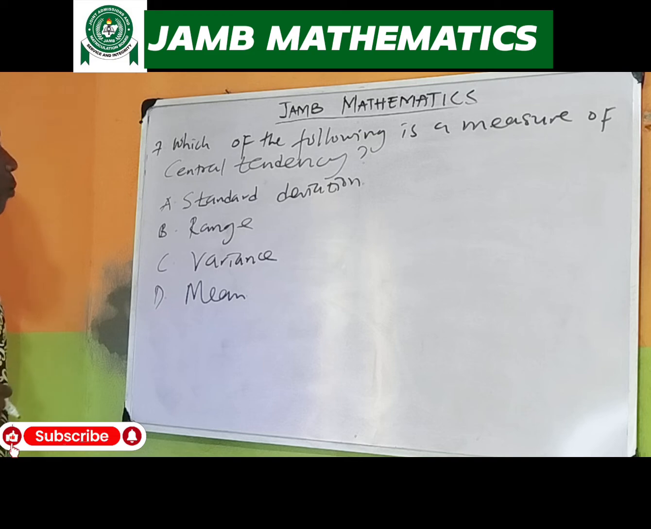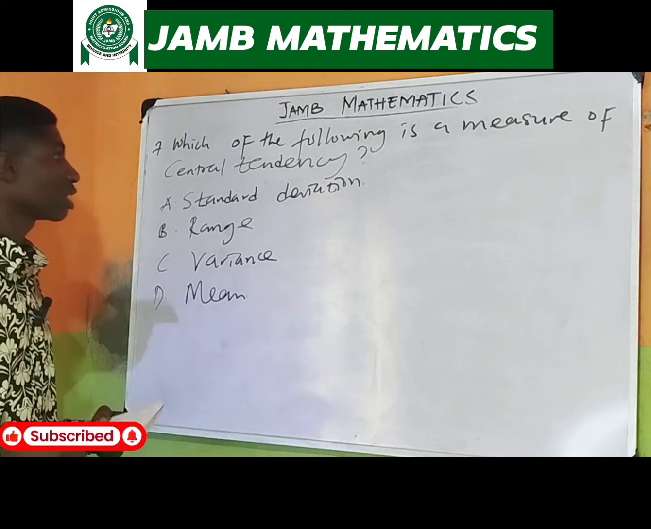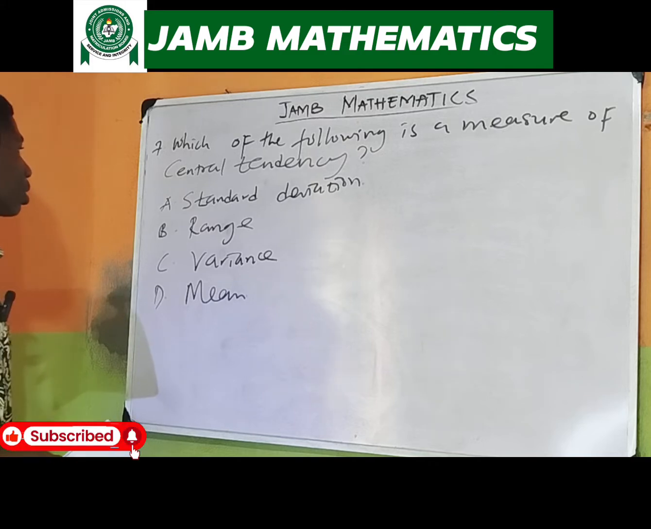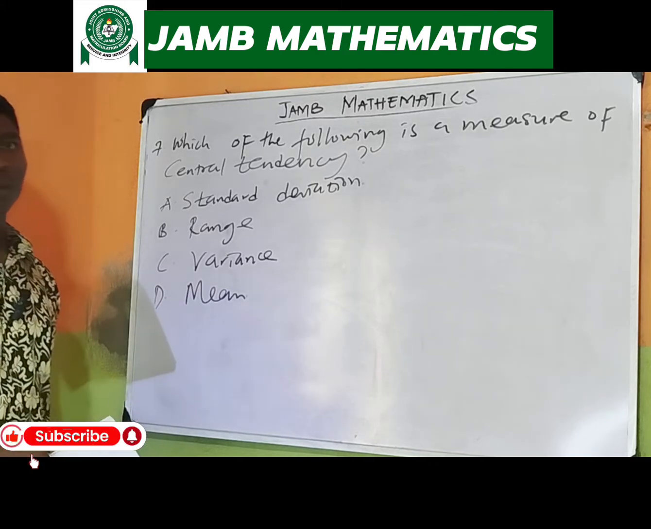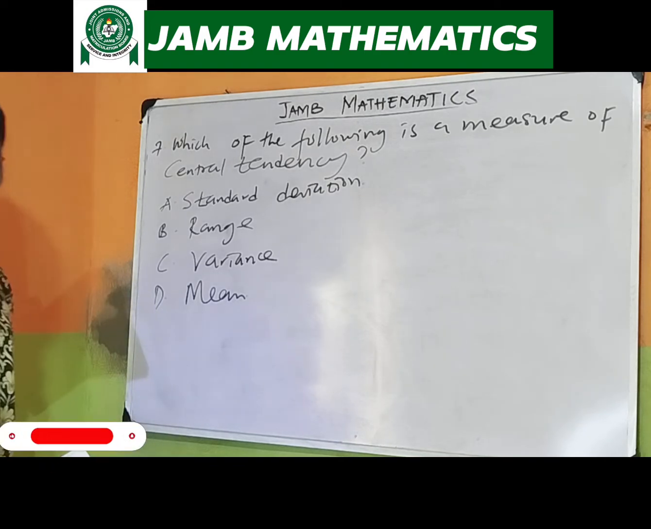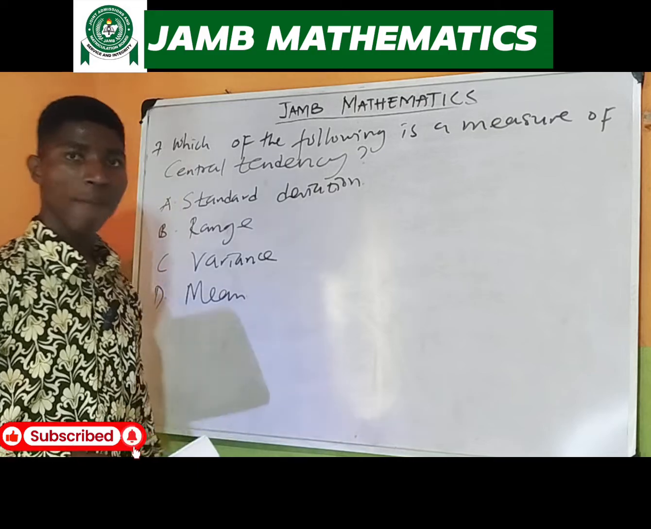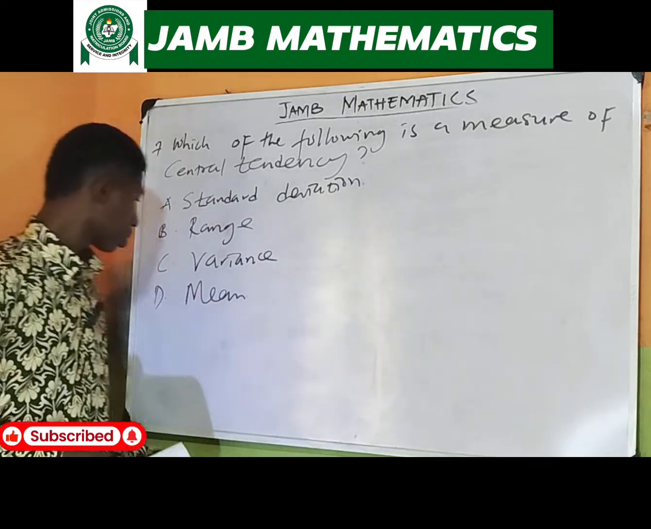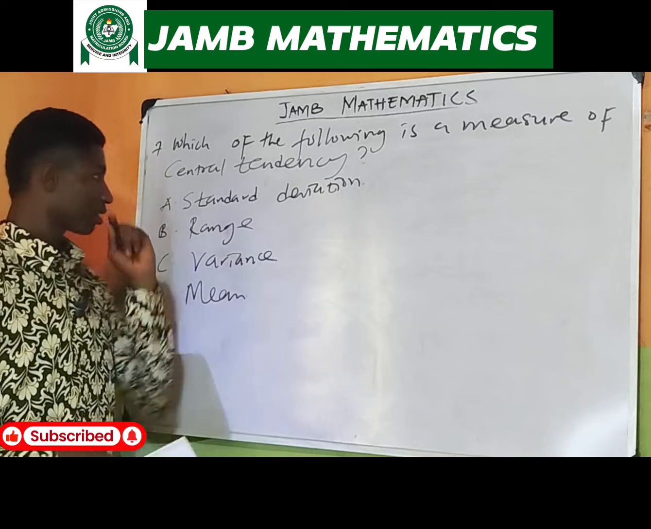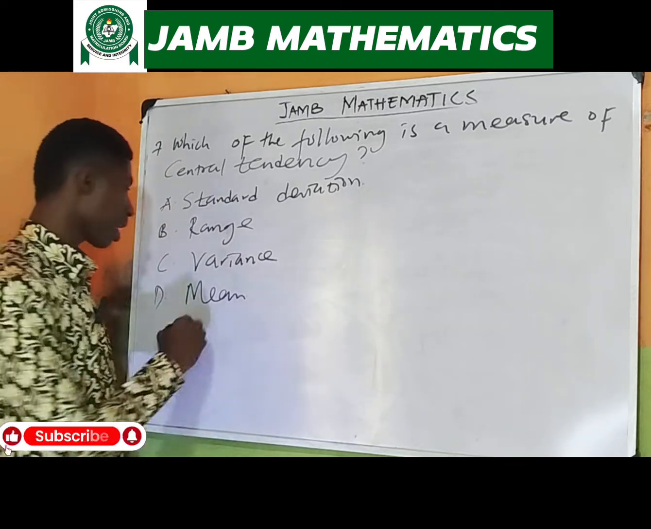Which of the following is a measure of central tendency? A. Standard deviation. B. Range. C. Variance. And D. Mean. Standard deviation, range, and variance are measures of dispersion. But mean is a measure of central tendency. Hence, the answer is mean.